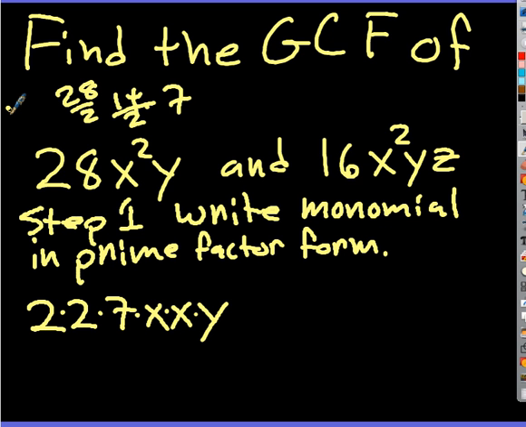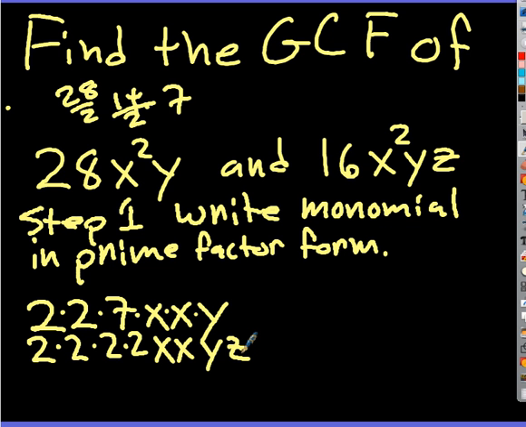I'm going to do the same thing with 16. It's going to be all 2's though, because I take 16 and I divide by 2, and I get 8. If I take 8 divided by 2, I get 4. If I take 4 divided by 2, I get 2. So 16 is just 2 times 2 times 2 times 2. And I have x squared, so I'm going to write 2 x's, and I have a y, and I have a z. Okay, so I've written my two numbers in prime factored form.